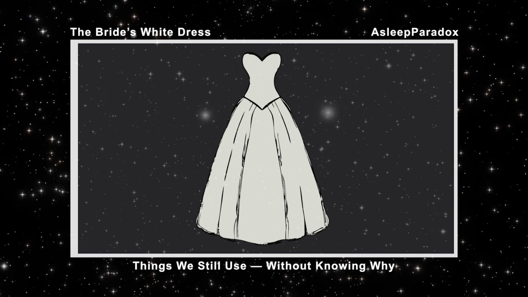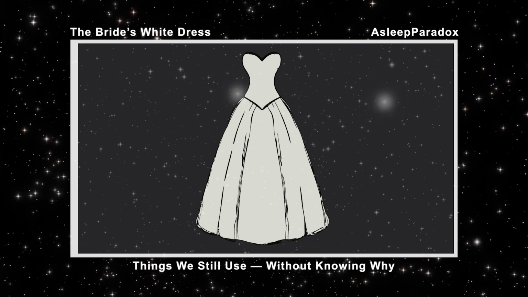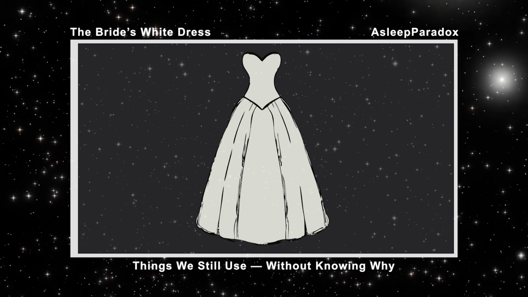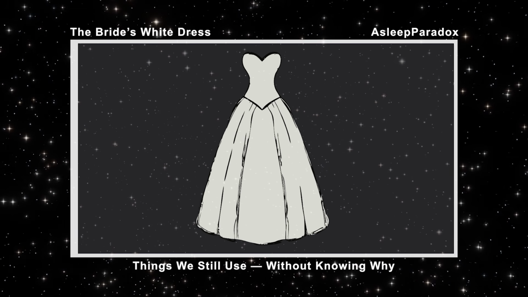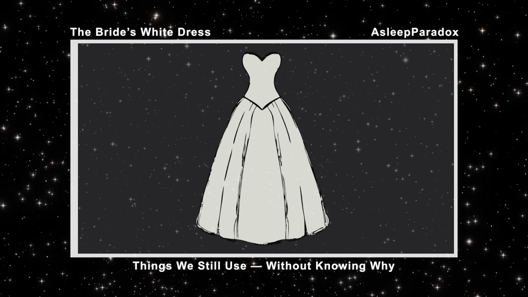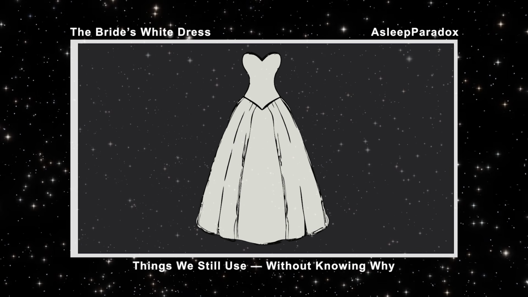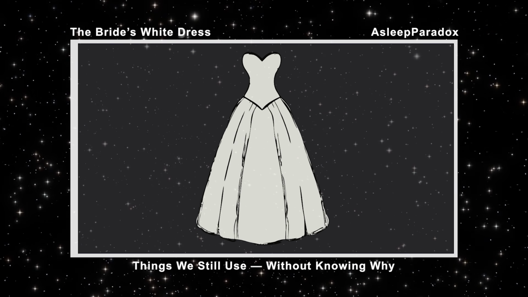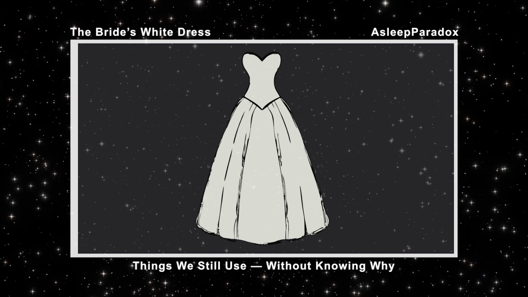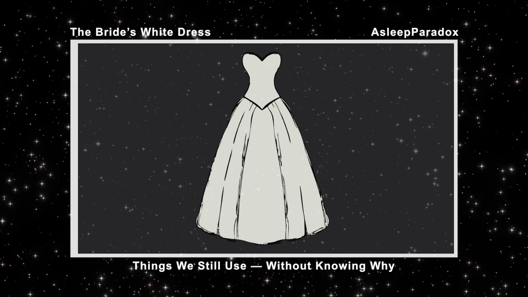Darker colors, including blue, brown, or even black, were common because they were easier to maintain and could be worn again. The turning point occurred in 1840 with the marriage of Queen Victoria to Prince Albert. Victoria chose to wear a white silk gown trimmed with lace, a decision that diverged from the ornate, heavily jeweled royal attire typical of the time.